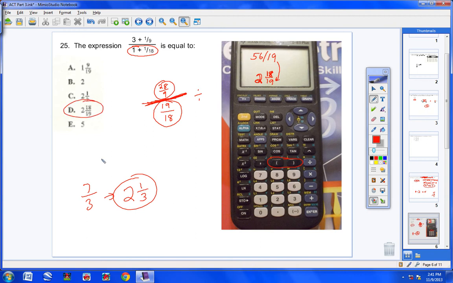So they're testing your ability to simplify or solve a complex fraction. A complex fraction is when you have fractions within a fraction.